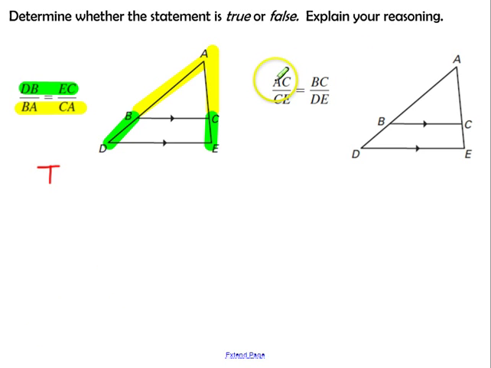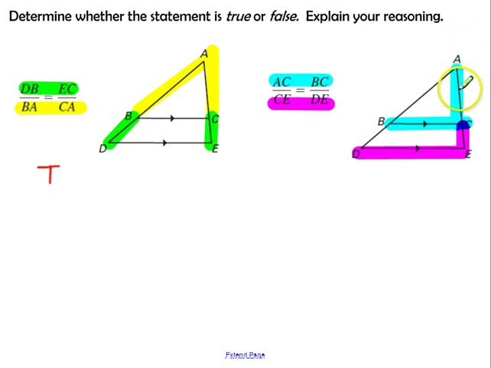So in the second example, again, we want to see if the segments on the top are corresponding and the segments on the bottom are corresponding. So on the top we have AC over CE, and then we have segment BC over DE. Now these are not the corresponding sides that we're supposed to use with our side splitter theorem. So we're going to say that this statement is false.